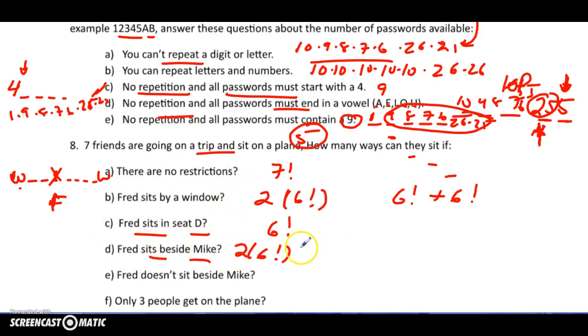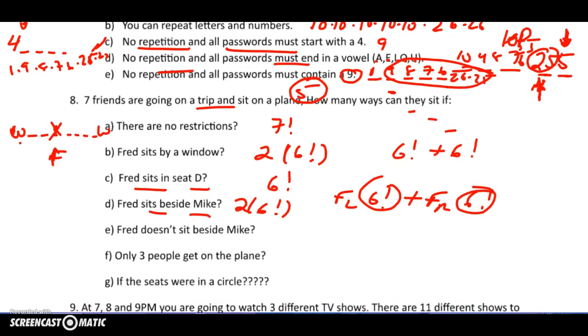Okay, or you can say this. Let's figure out where Fred is first. It goes Fred on the left. If Fred's on the left, then we have 6 factorial ways to line everyone up, and then if Fred is on the right, we can also do this, and there's 6 factorial ways, and you add them together. So 6 factorial plus 6 factorial, or 2 times 6 factorial.